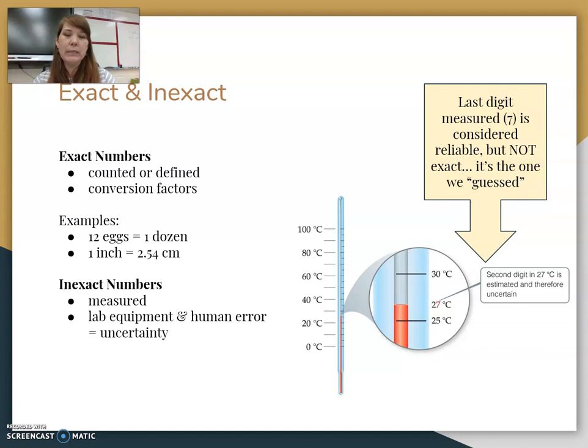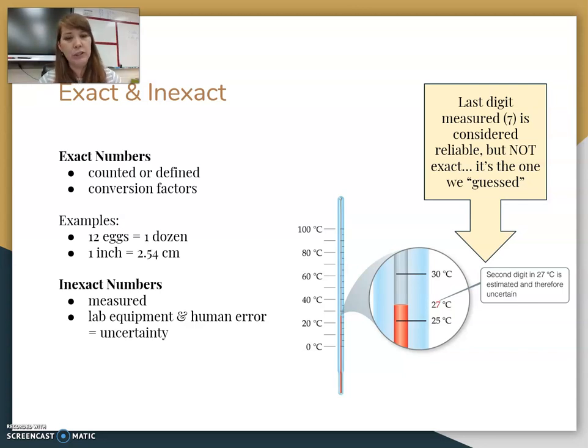Inexact numbers are going to be numbers that we measure, and how confident we are in that measurement is going to be communicated by the number of digits that we share. So 12 is going to be different than 12.0, which would be different than 12.00. So these are communicating different amounts of precision. The reason why we have to communicate this is because lab equipment and humans, of course, have error, and this is going to bring uncertainty into our measurements.